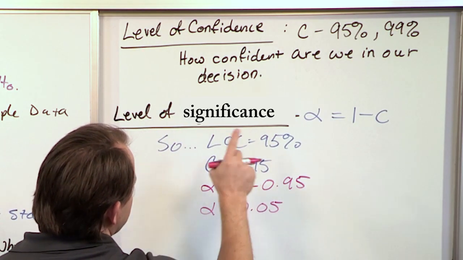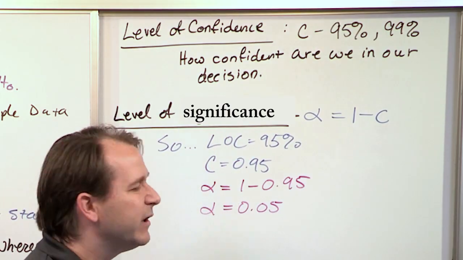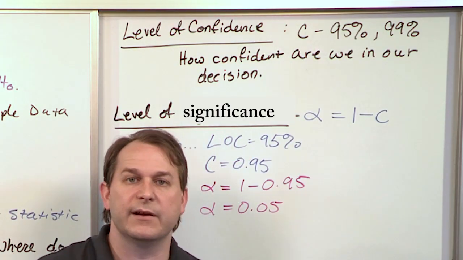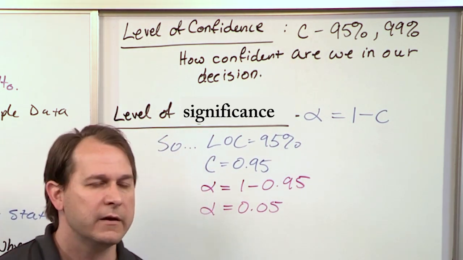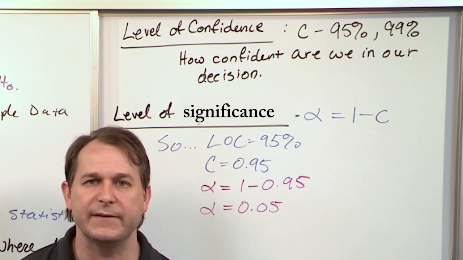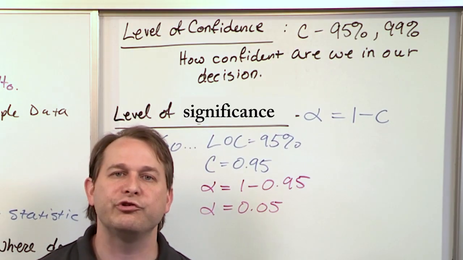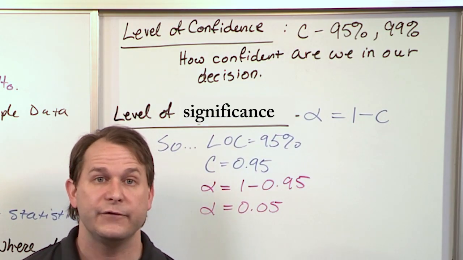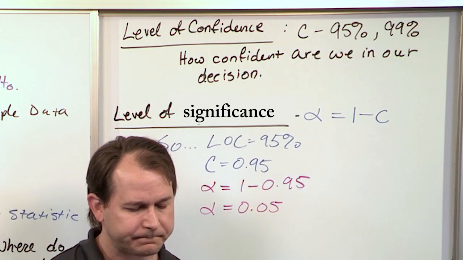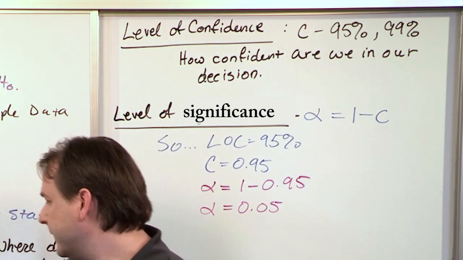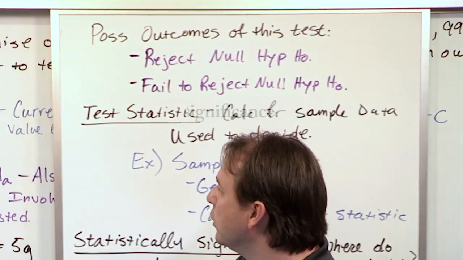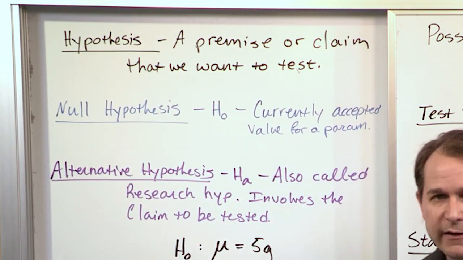And that's just because of the relation we have here. So C and alpha really specify the same thing. Level of confidence, level of significance. Some problems will specify the level of confidence. Some problems will specify the level of significance, but they're both telling you the same thing. How sure are you that you're making the right decision or not? All right, so I don't want to write anything else on the board, but I just want to reiterate everything that we've talked about, and then I'll close with an analogy, okay?